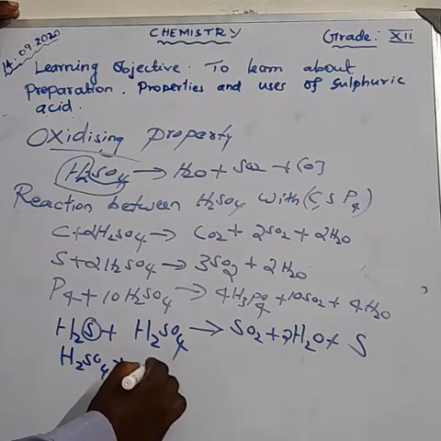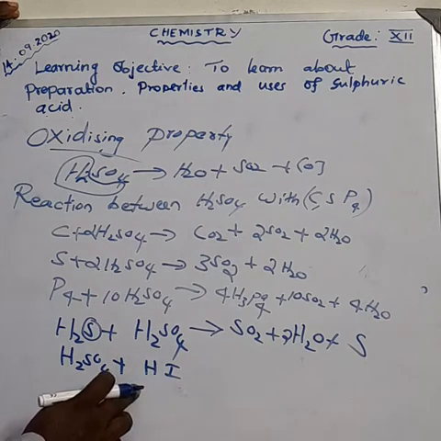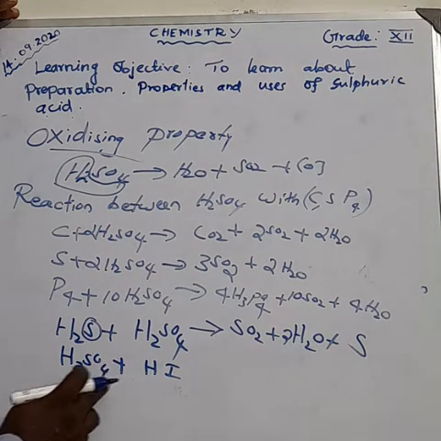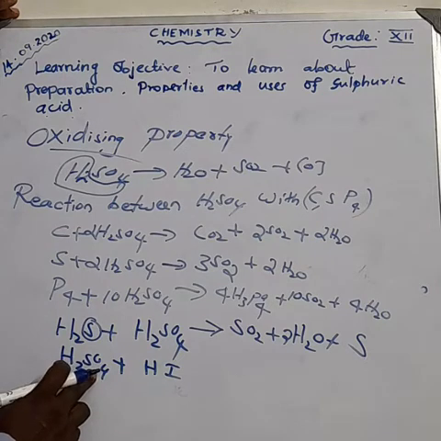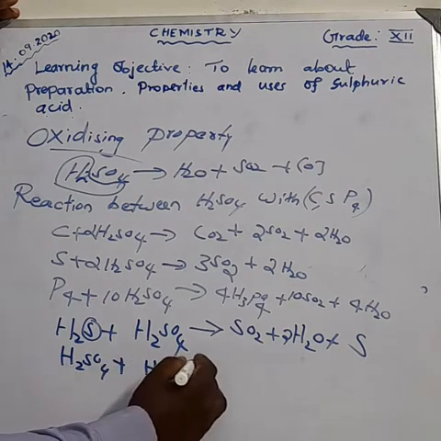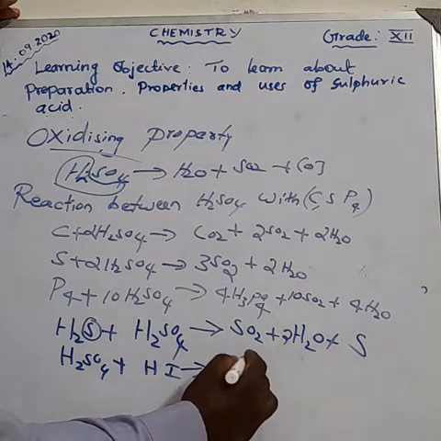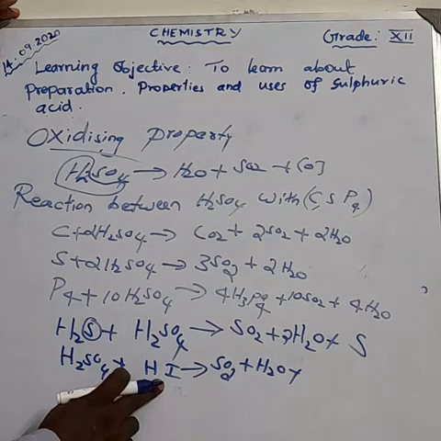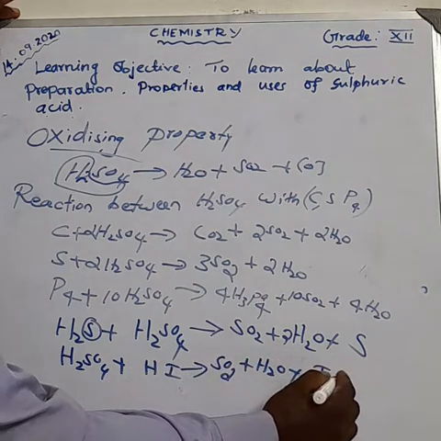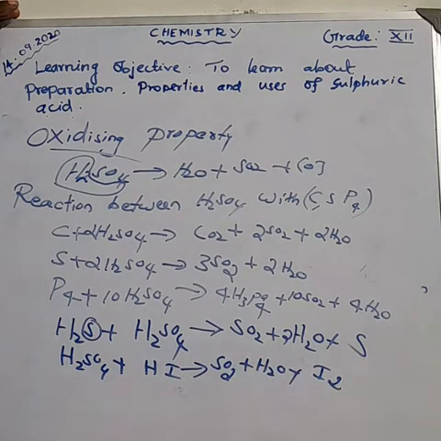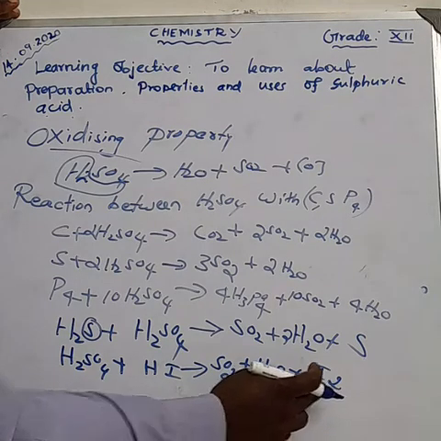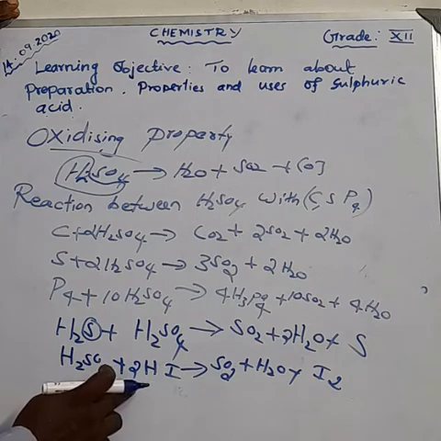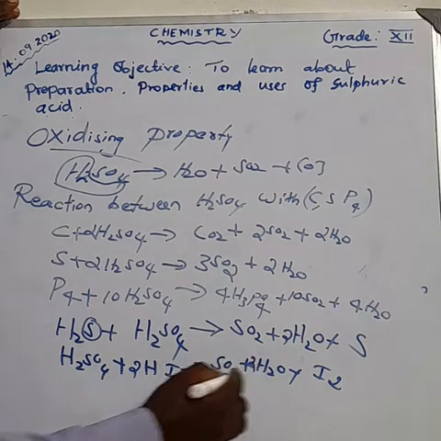and hydrogen iodide. Okay, the reaction between sulfuric acid and hydrogen iodide. Here also, sulfur dioxide gas is evolved and hydrogen combines with oxygen to form water, and iodine is liberated, plus iodine. How can we balance the equation? The I2 molecule stays there, so make it 2 here, and this hydrogen 2 plus 2 is 4, so make it 2 here. Now the equation is balanced.